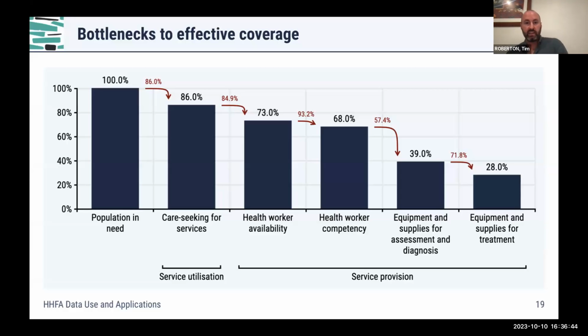And then putting all that together, we can estimate coverage for a range of different interventions. And once again, the crucial part is that we need that data from health facilities for these final steps in the cascade to estimate the proportion that are going to get the necessary equipment and supplies for assessment and treatment.